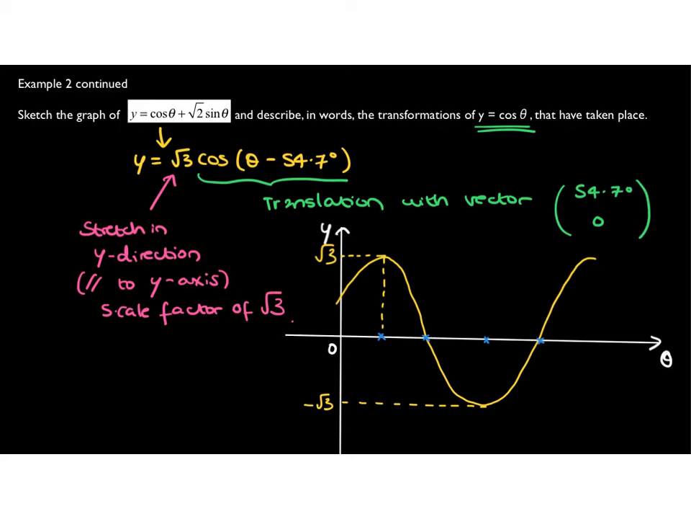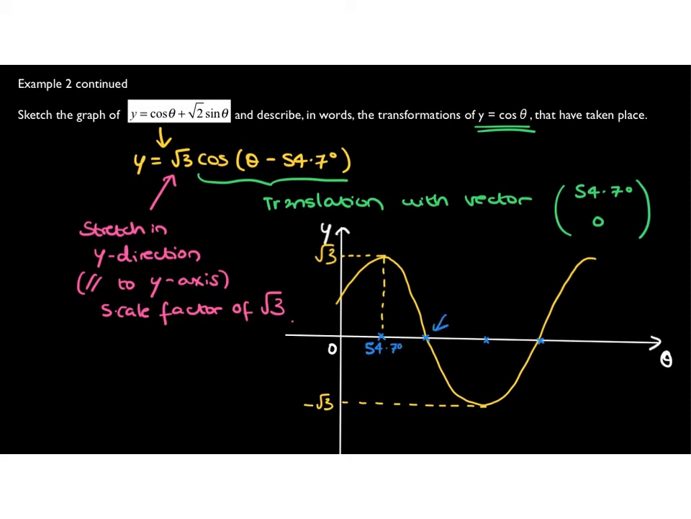So you can see a sketch diagram of the function, and because it's a stretch with a scale factor of √3, you can see the peak and the trough of the graphs match √3 and negative √3 on the y-axis. Because there was a translation, we can see that this point here, which would originally have been at 0 for the traditional standard y equals cos x graph, is now at 54.7 degrees.